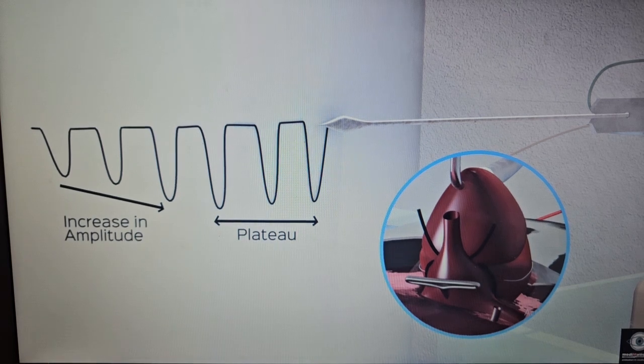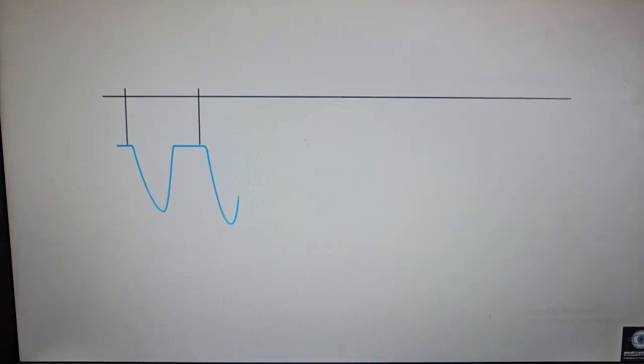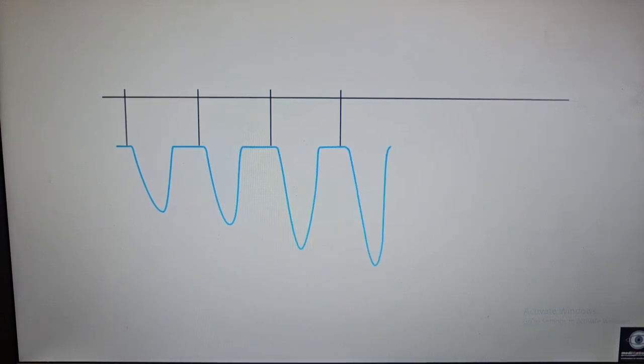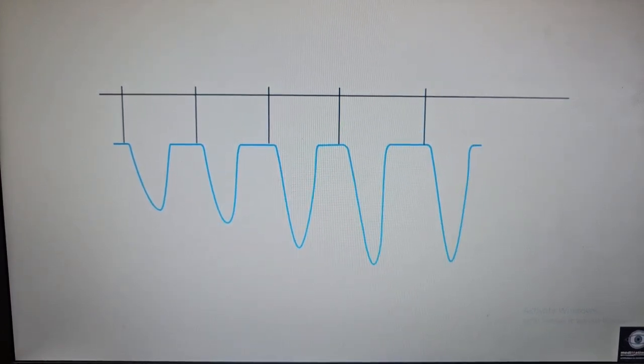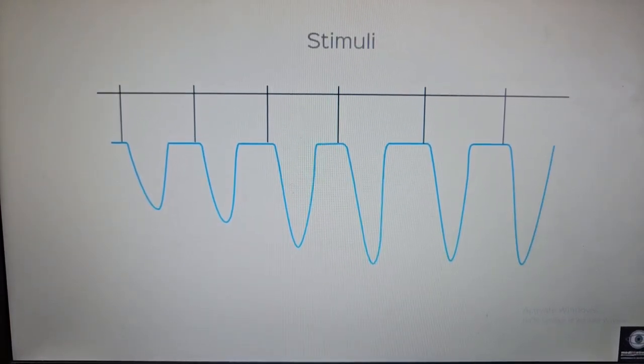This is because of a phenomenon we call the staircase phenomenon. When we stimulate the ventricular muscles repeatedly with the interval between two successive stimuli 10 seconds or less, the contractions increase in amplitude.